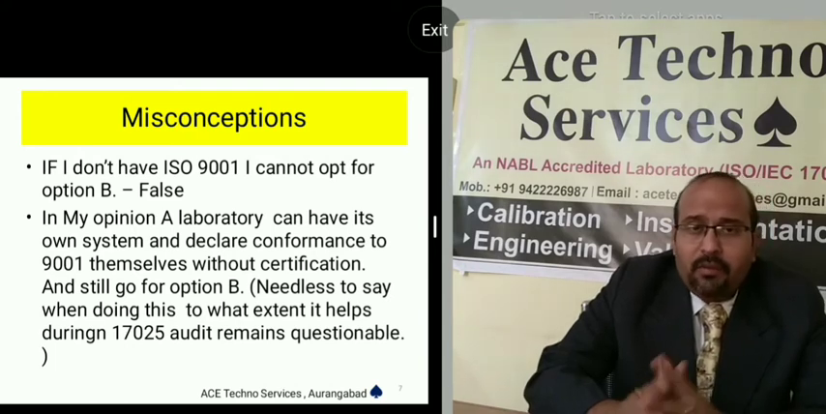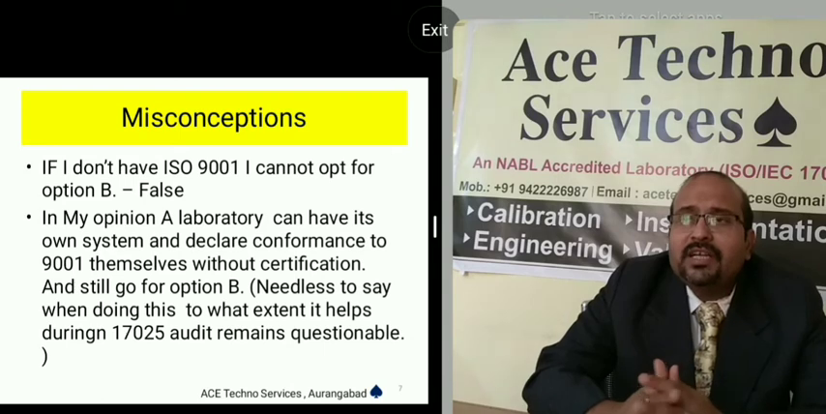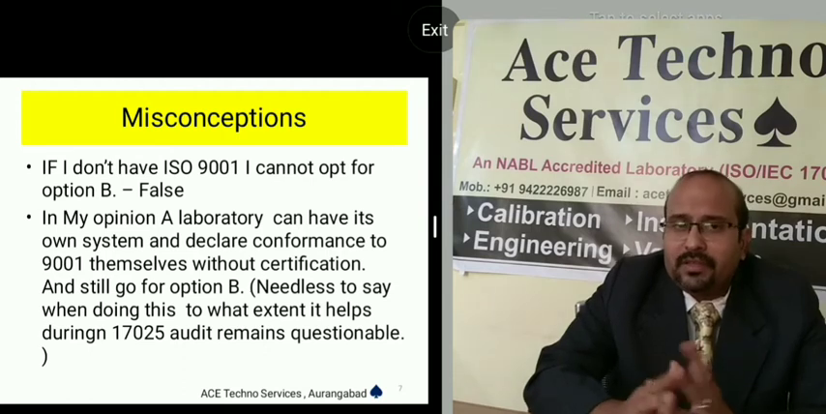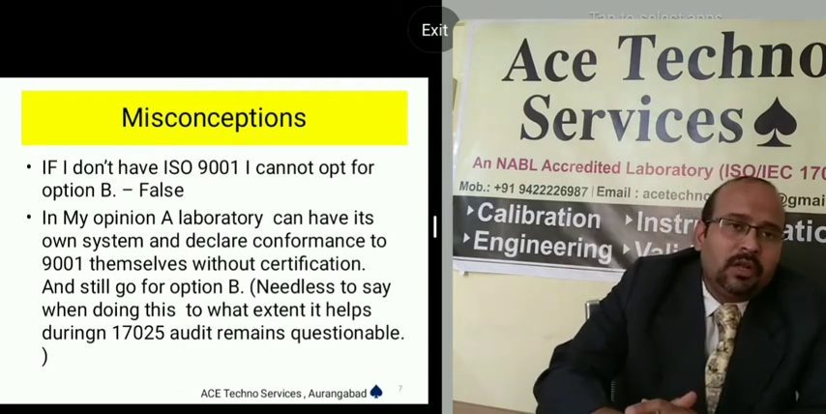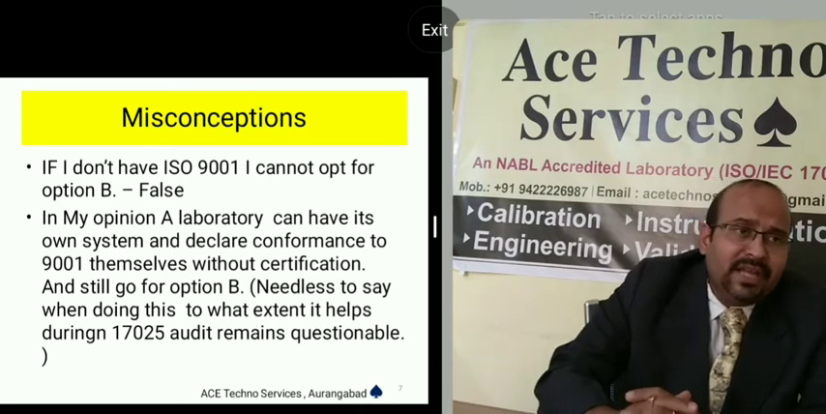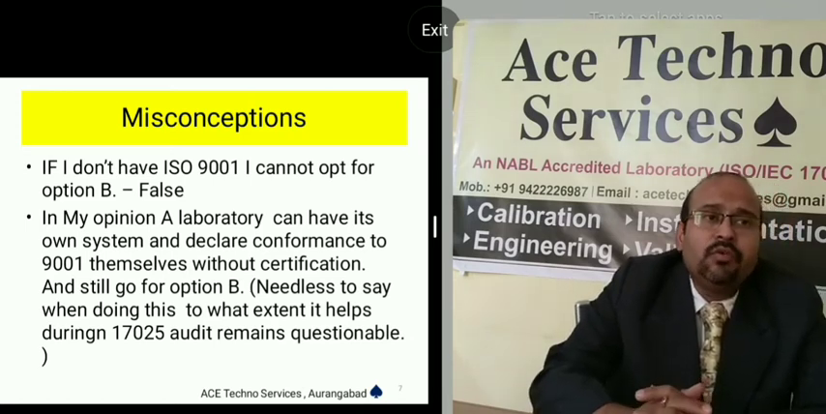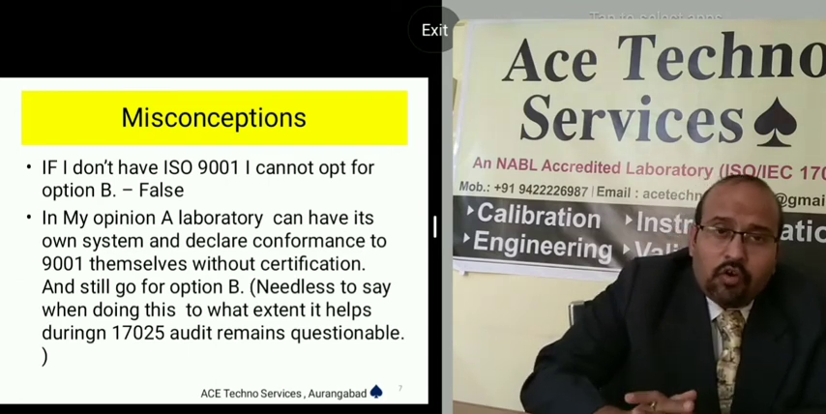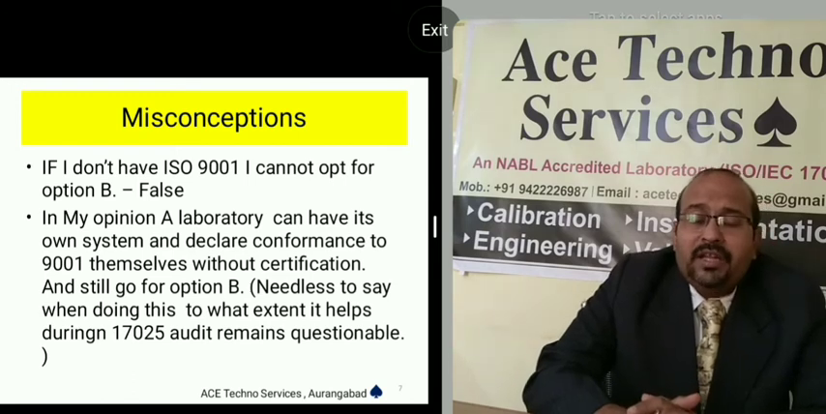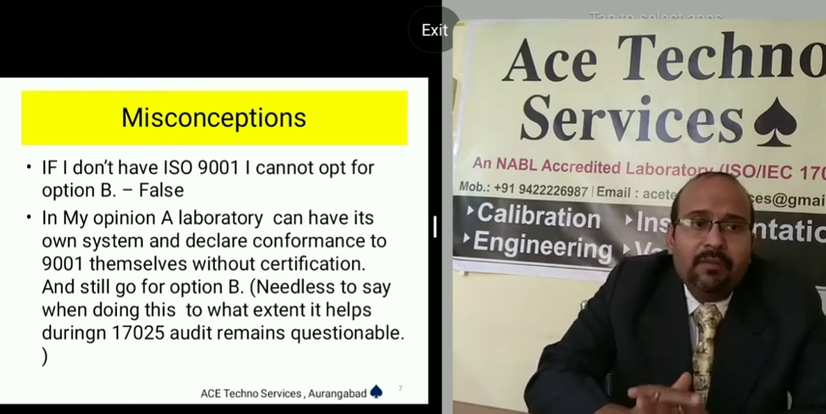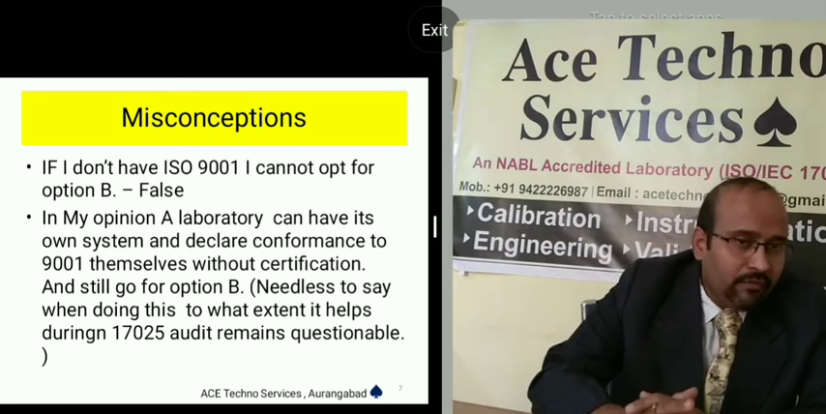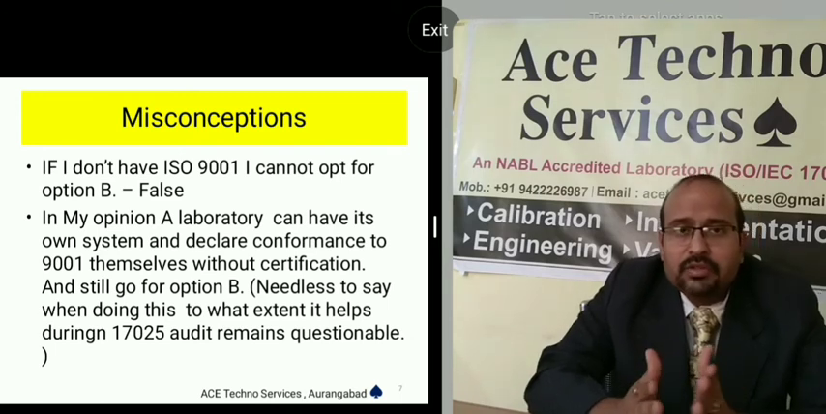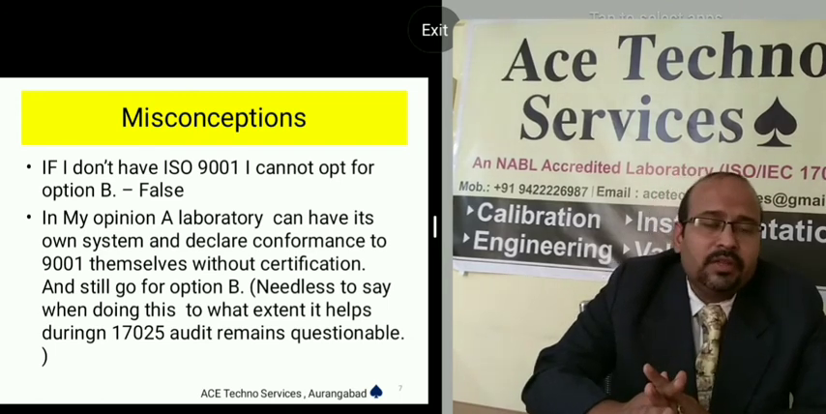It is in my opinion, because this is the very beginning stage, and in further discussions this might come up with much more clarity, which is the objective of this presentation: to bring more clarity and more discussion to the topic. However, when I am saying that a laboratory can have its own system and declare conformity themselves without certification to 9001 and still go for option B, it is needless for me to say to what extent it will help during their assessment in 17025. So to what extent it is going to help remains questionable, and only in future, when more clarity comes, can time tell.